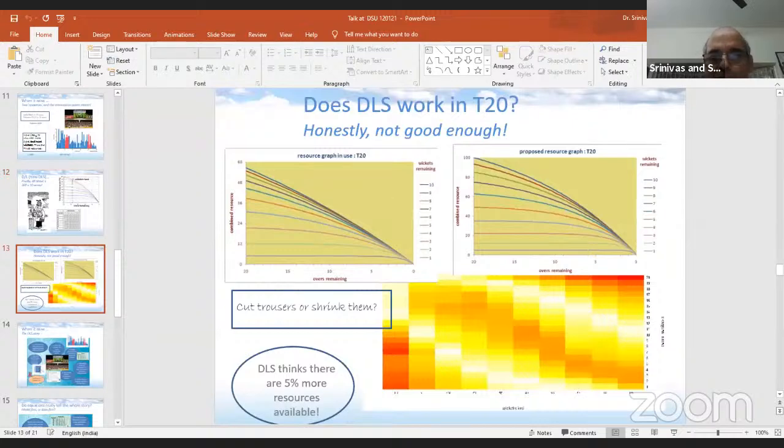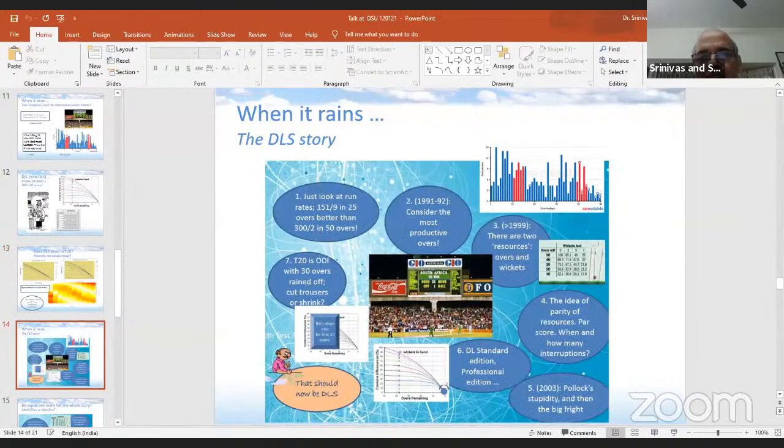Okay, so one moment. I'll go back to that slide, because I think this slide explains things better. Just look at number one, the runs, then forget the two, because I jumped that. And then three, there are two resources, overs and wickets. The idea of parity of resources, that's what I just talked about. What is a par score? Maybe I have to come back one other day and talk to you, but let me just go on to something that is somewhat more interesting to me right now.